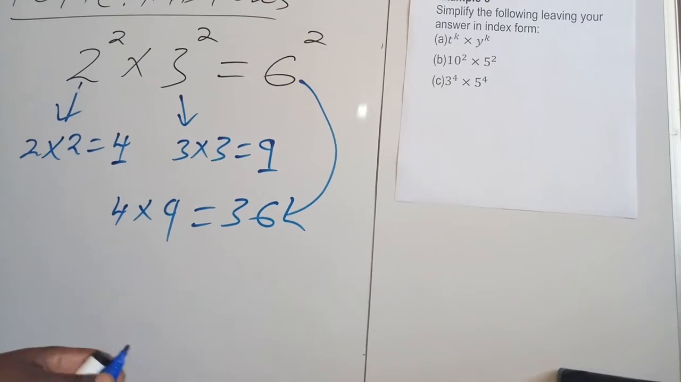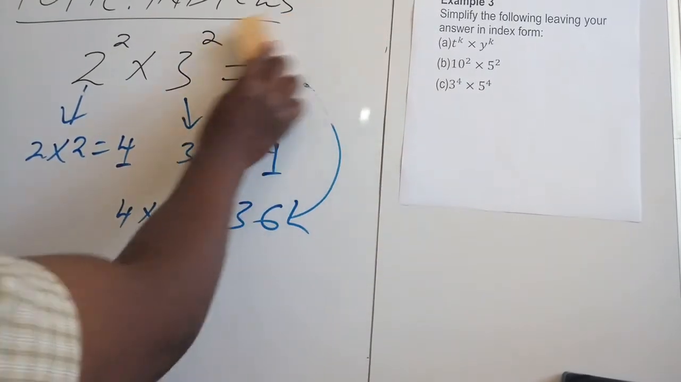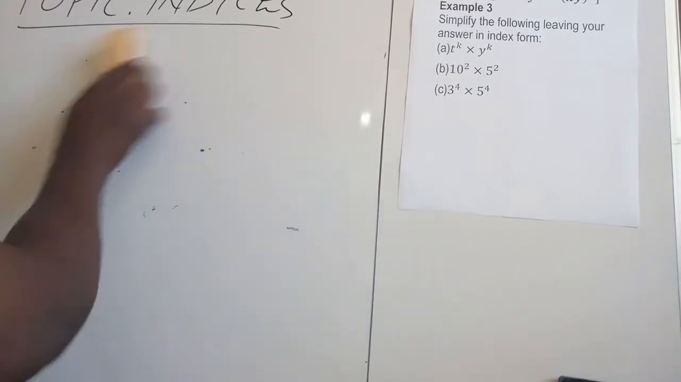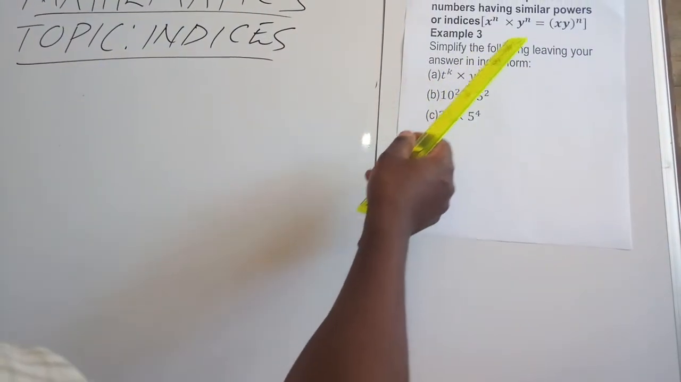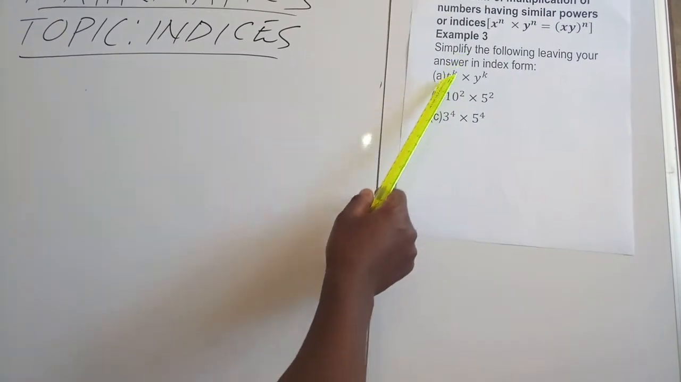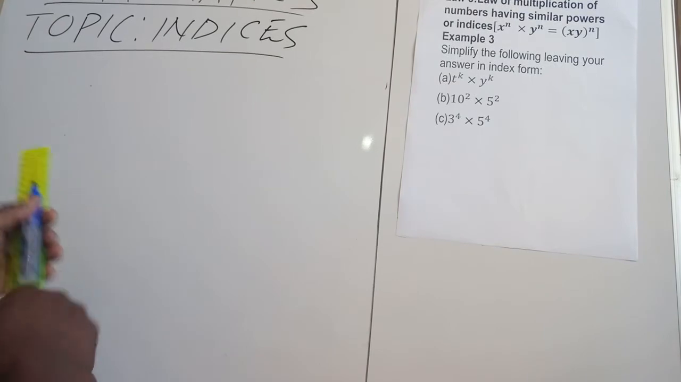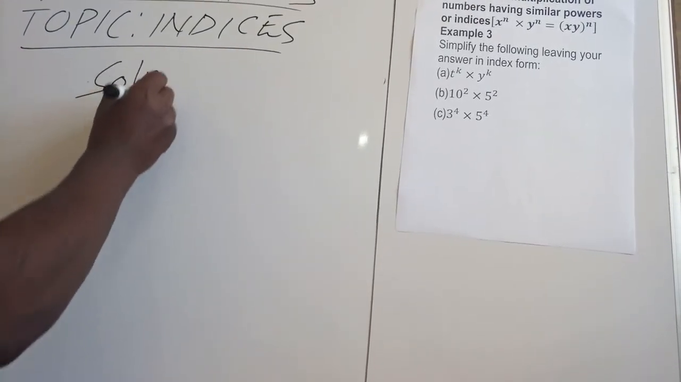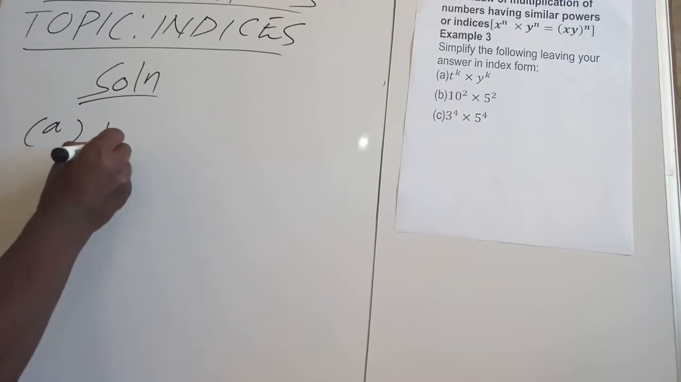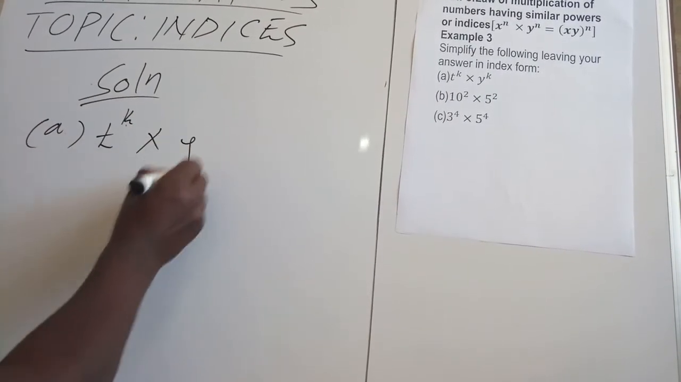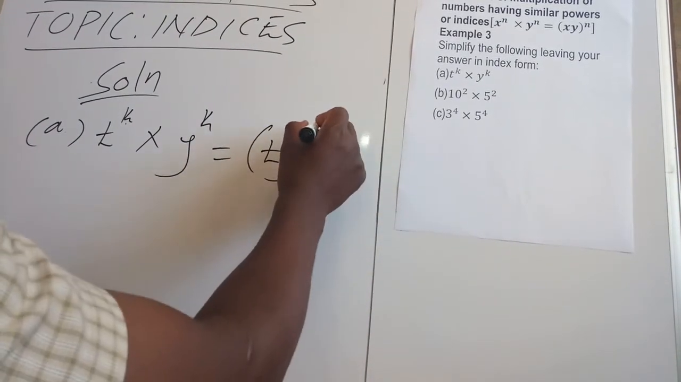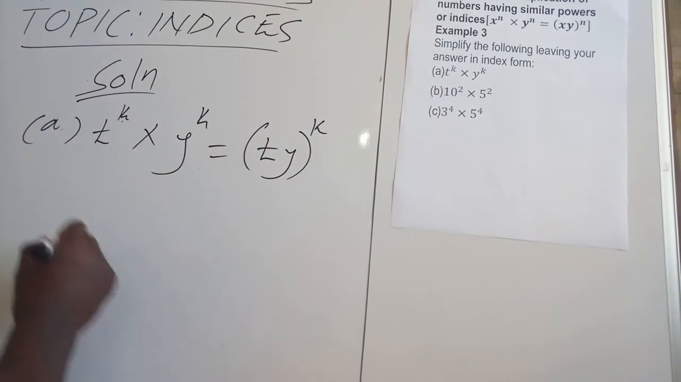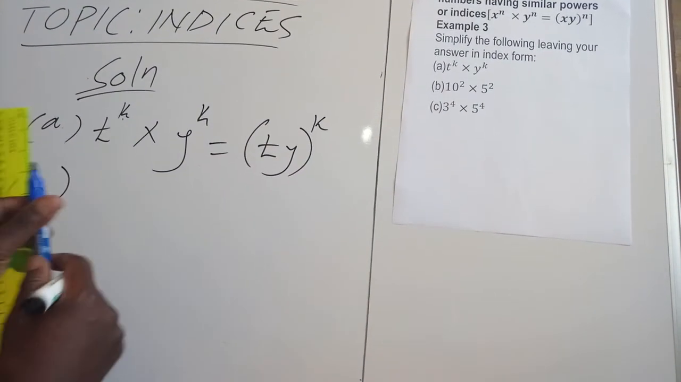So having given that illustration, we can go to our example number 3. Example number 3, we have the question as simplify the following, leaving your answer in index form. So a, t power k times y power k. Now let's have the solutions here. Solutions, a, we have t power k times y power k. The outcome will be what? Multiply the bases, then let that assume what? That similar power.